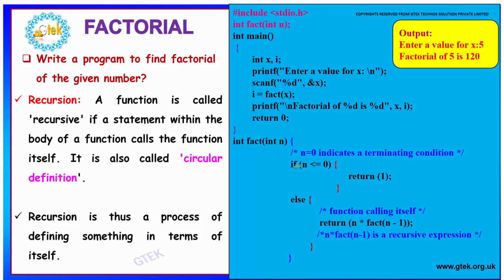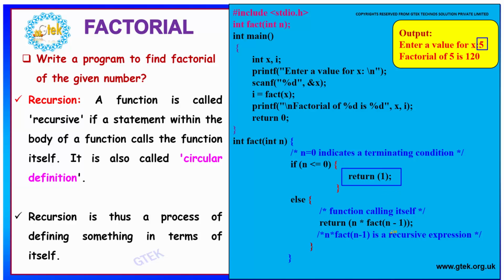So finding a factorial is nothing but, if you say the factorial of 5 is nothing but 5 into 4 into 3 into 2 into 1. So for doing that, we are decrementing 5 in each and every step. If the value of n, that is the value to which you have to find the factorial, is less than or equal to 0, then we have to return 1.